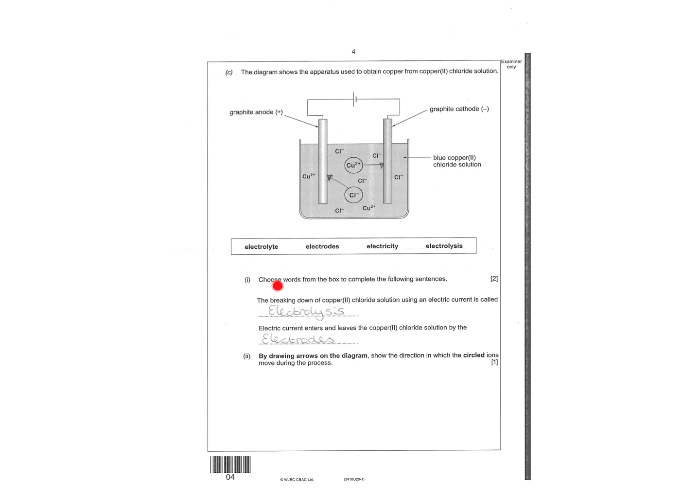First off then, that's actually the second question, but we'll do it first anyway. By drawing arrows in the diagram, show the direction in which the ions move during the process. So chlorine will go to the positive because it's negative. Copper will go to the negative because it's positive. Using these keywords then, the breakdown of copper chloride solution using electrical current is called electrolysis. Electrical current enters and leaves the copper chloride solution by electrodes.